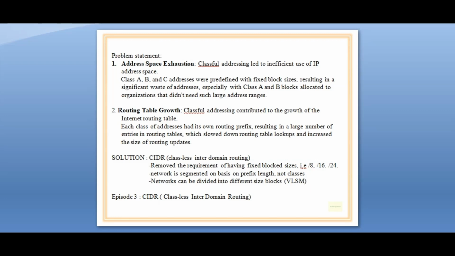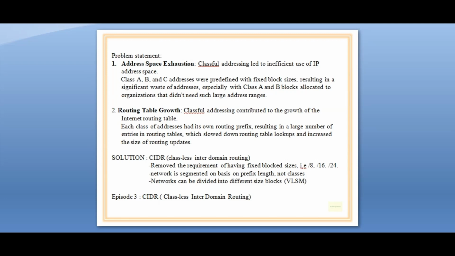The second is routing table growth. If I was to advertise the slash 8 network, just imagine the size of the routing table. Due to this, the lookups would slow down and it would increase the size of the routing table, leading to excessive resource utilization. Looking at all of this, the solution that was implemented was CIDR, which is classless interdomain routing.